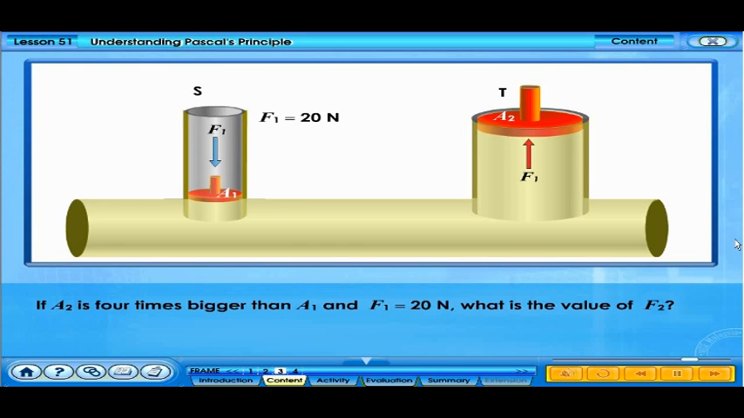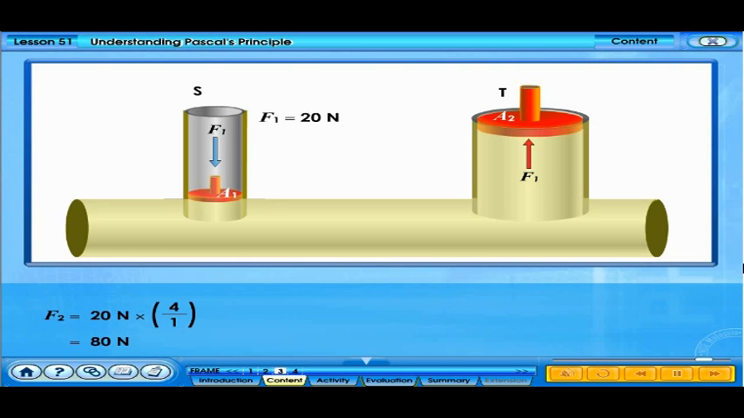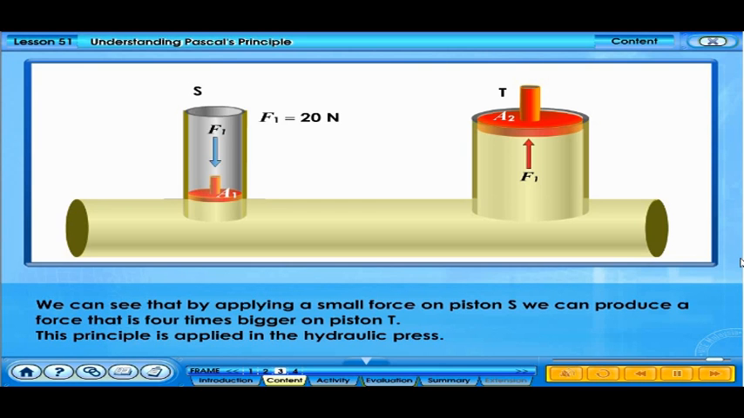If A2 is 4 times bigger than A1 and F1 equals 20 newtons, what is the value of F2? F2 is 80 newtons, and it is 4 times F1. We can see that by applying a small force on piston S, we can produce a force that is 4 times bigger on piston T. This principle is applied in the hydraulic press.